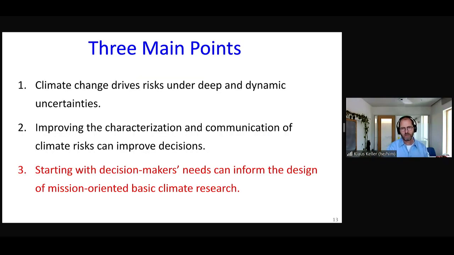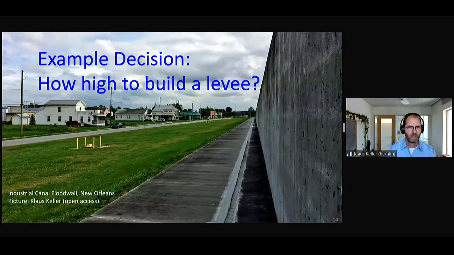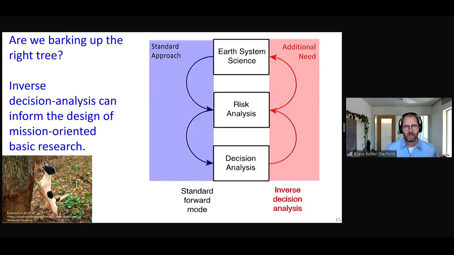Wrapping up and coming to the third point, and this is the most important one, also in terms of the vision of this session this afternoon: starting with decision-maker needs can help inform the design of mission-oriented basic climate research. So let's come back to the decision problem of how high to build a levee. And let's step back also how this often is being done. And this is very much mimicking Rob's approach of doing it inverse, but now inverse in the science design as opposed to decision design. In the process from the IPCC and many other assessments, we start with Working Group One, what are the stakes? Then we say, well, what are the risks and the odds?